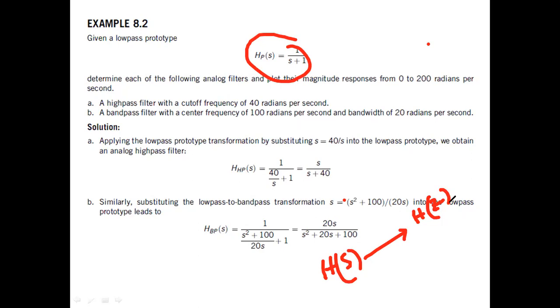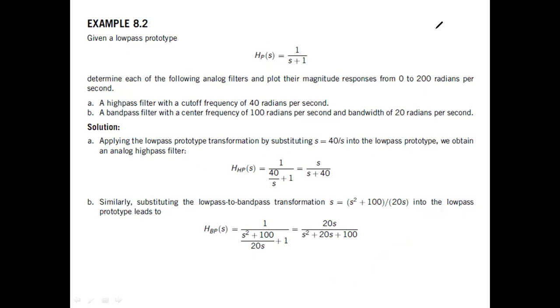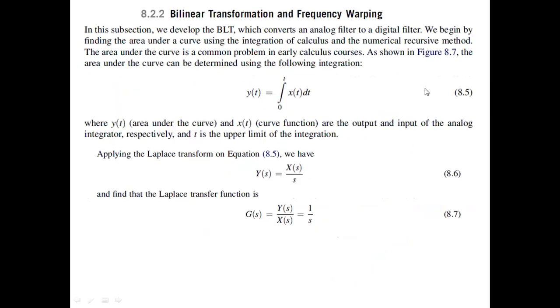It's a very important derivation, which usually pops up in exams. So that's why we are interested. Let us try to understand and derive the bilinear transformation method of IIR filter design. What is the method actually? Let us see.